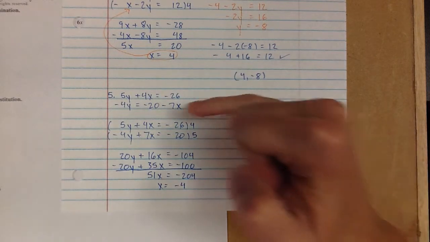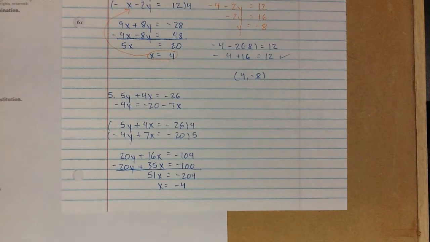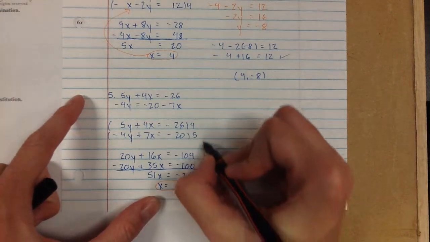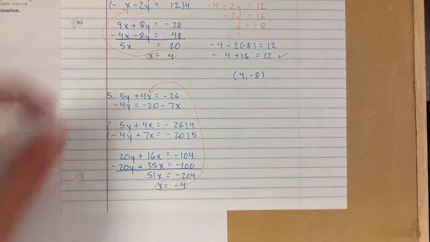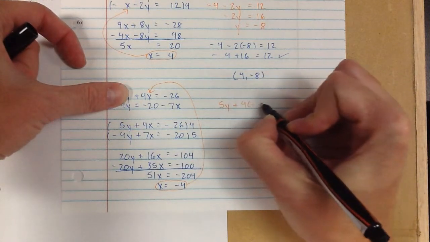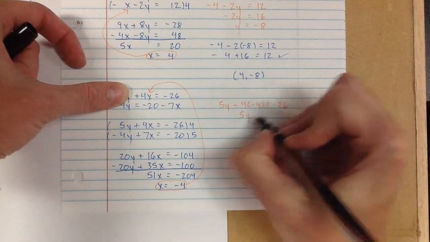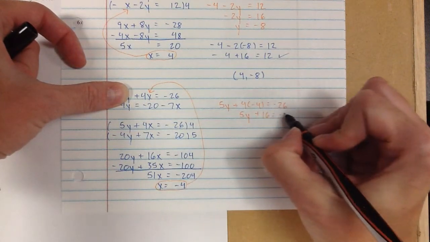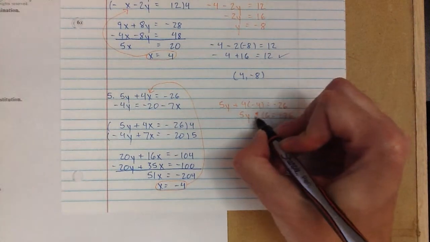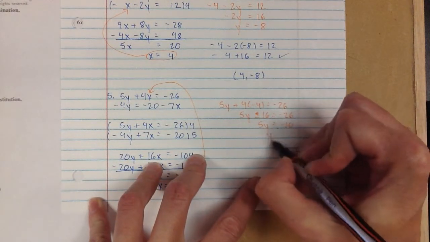We're going to plug it back in. We're going to plug it into one of these here. Top or bottom? Okay. So this value is going in for that x. So 5y plus 4 times negative 4 equals negative 26. 5y plus 16 equals negative 26. Oh, that should be minus 16. Minus 16. 5y equals negative 10. Y equals negative 2.